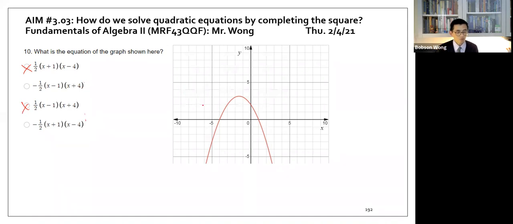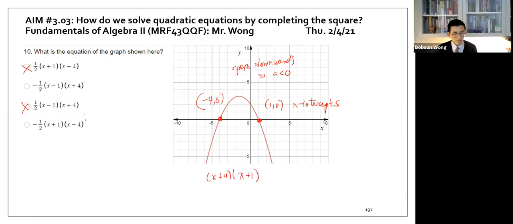Now we can see here that the x-intercepts of the parabola are negative 4, 0 and 1, 0. These are the x-intercepts. We see again that it opens downwards. So a is negative, less than 0. So negative 4, 0 and 1, 0, the factors that produce this are x plus 4, not minus 4, and then x minus 1 equals 0. So if this is positive 1, 0, the factor that produces it is x minus 1.